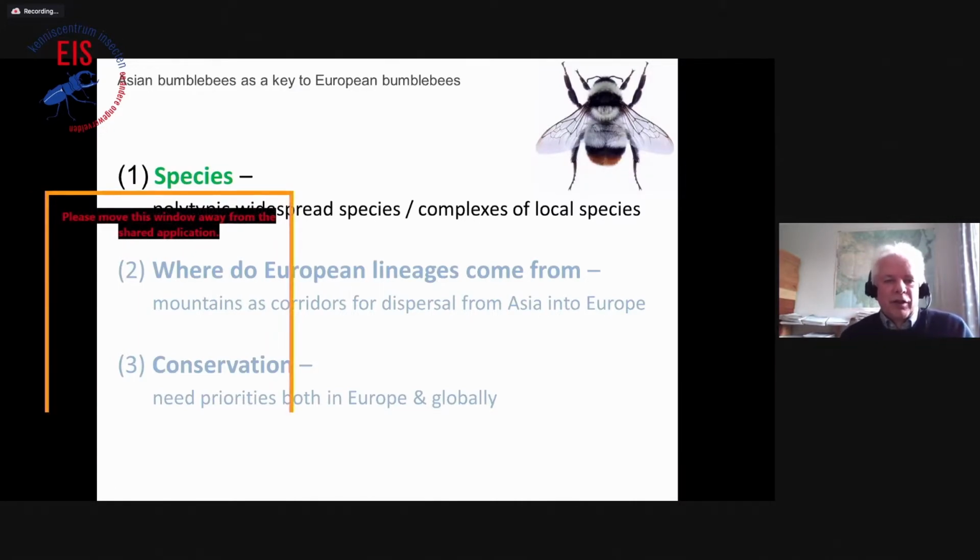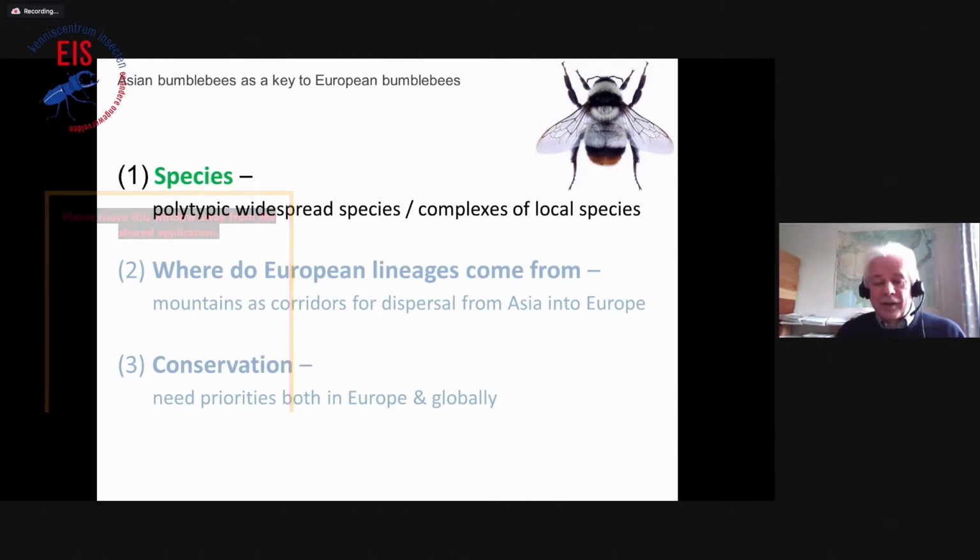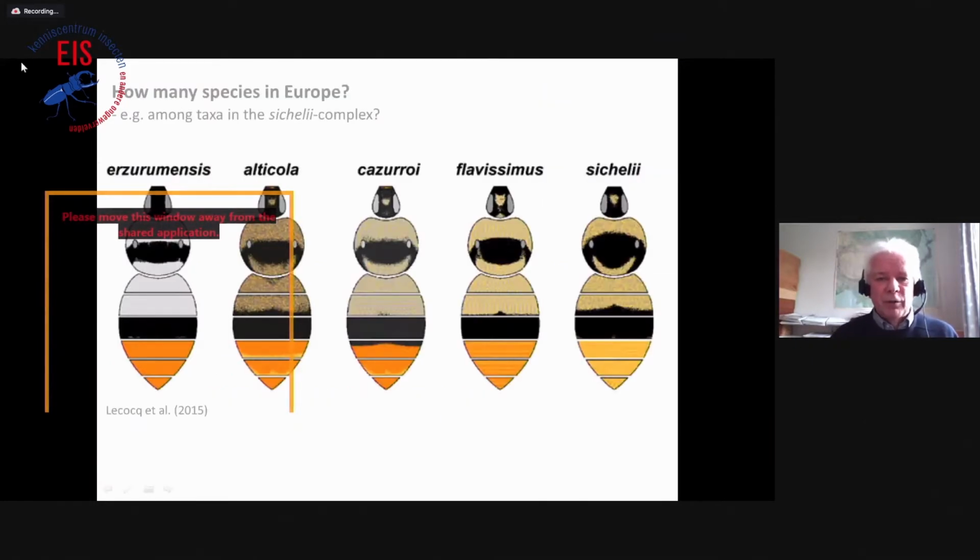Firstly, the fundamental question of how many species are there, what species are there? And this really simplifies down to telling the difference between polytypic, widespread variable species and complexes of local species, often cryptic, as we've been hearing before. And it won't come as a great surprise to many of you that the solution to this seems to involve looking at the variation in these bees across their entire range. So we need to have all of the species in the analyses, and we need to have all of the variation within these species in the analyses.